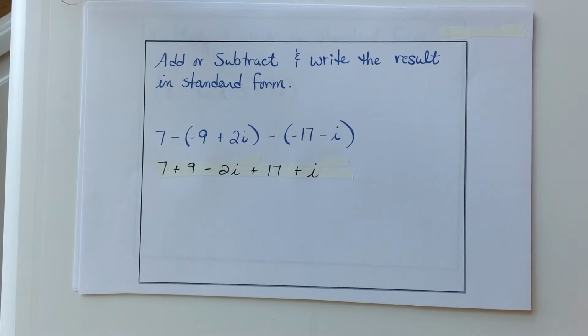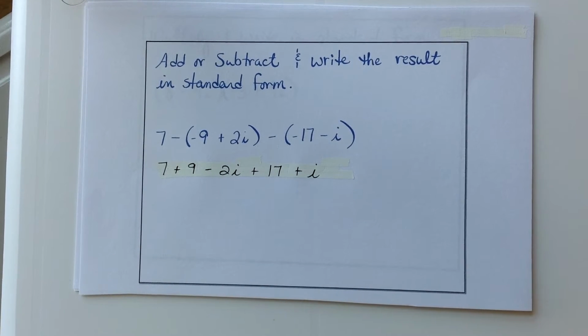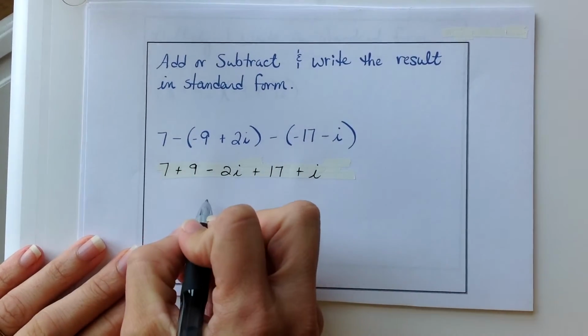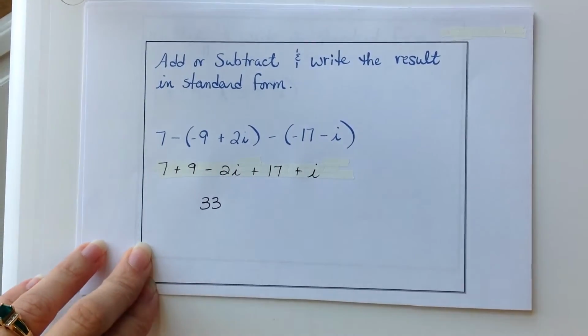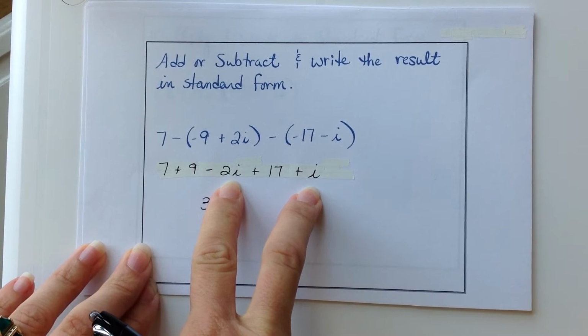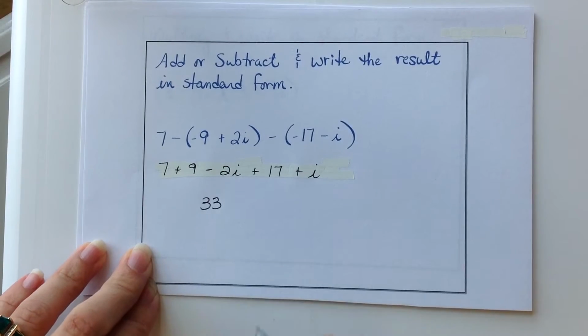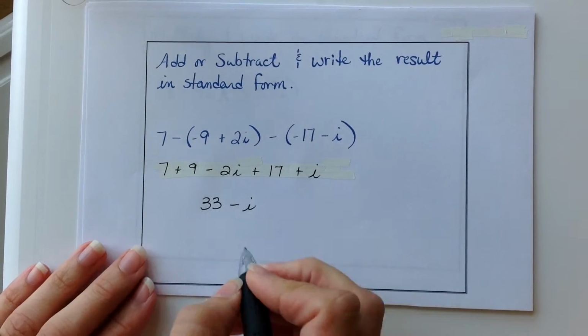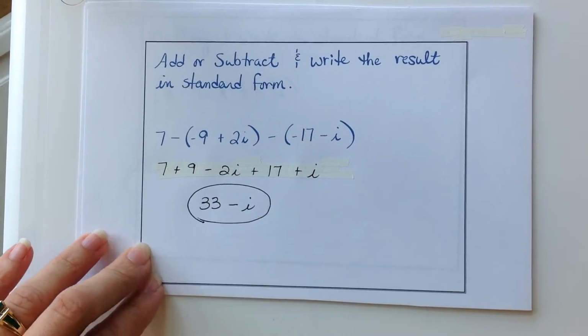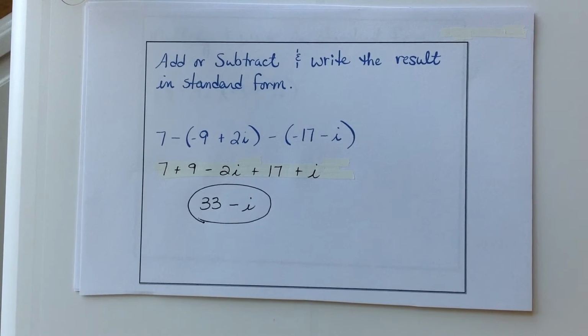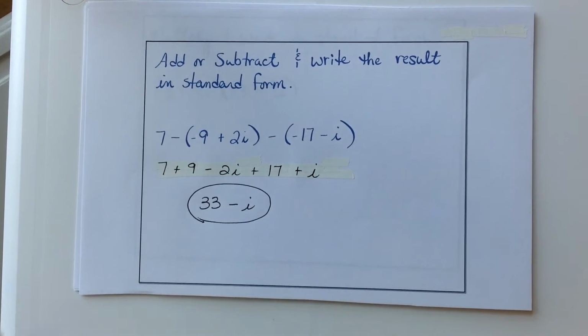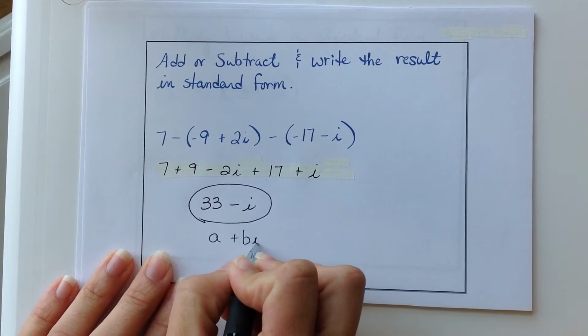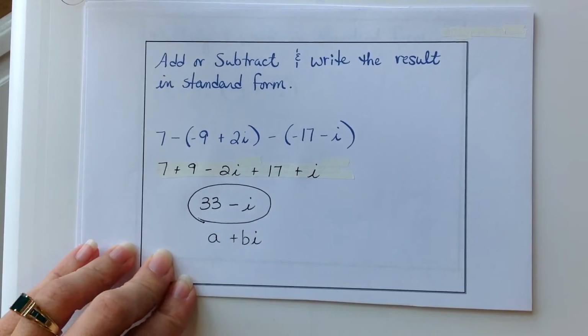Now once you distribute your minus signs, it's just a matter of combining like terms. So your real parts, that would be the 7, the 9, and the 17. So if you add all that together, you're going to get 33. And then your imaginary parts, which would be the -2i and the 1i, so you combine those together and you get a -1i. Now the 1 would be understood to be in front of the i, you don't have to write it. But this would be considered the standard form that it was asking you to write your answer in. So you've got to make sure that you have the real part and then the imaginary part. So this is that a plus bi form that I was talking about earlier.